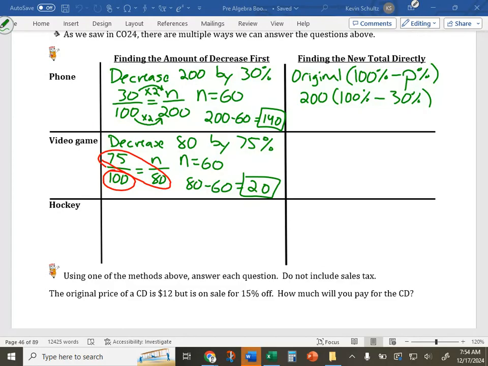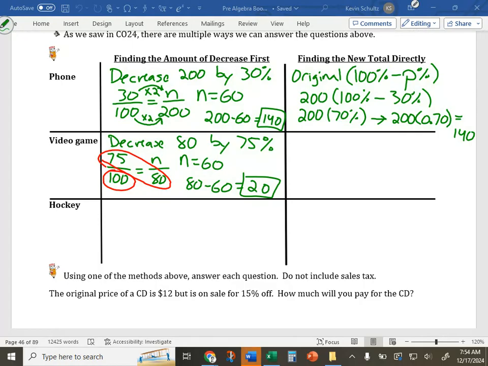100% minus 30% gives us 70%. So what are you going to put in your calculator to find 200 times 70%? 200 times 0.7 or 0.70? Yeah. And this will give you 140 directly.